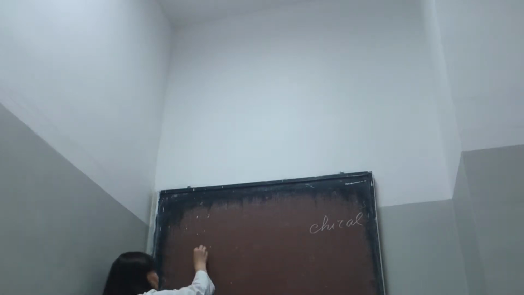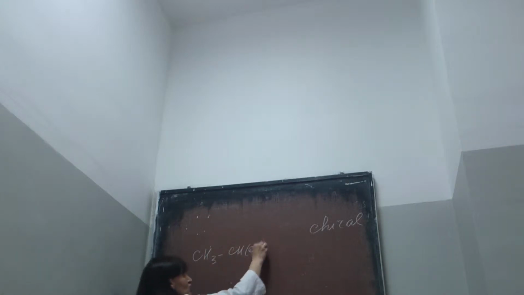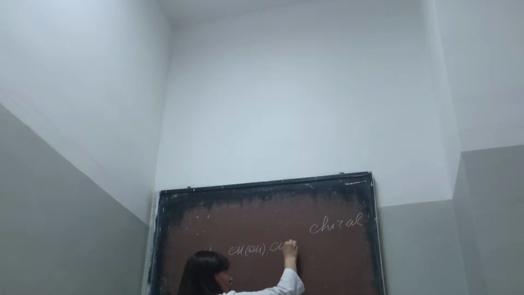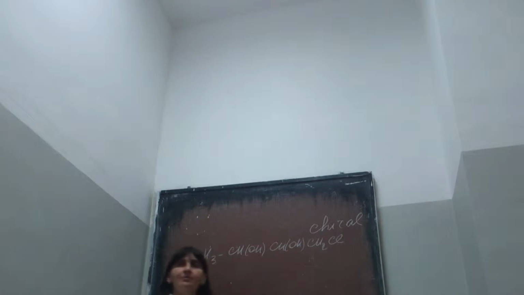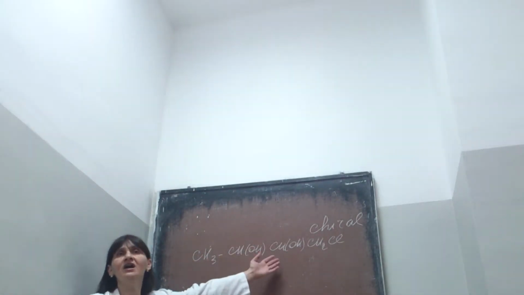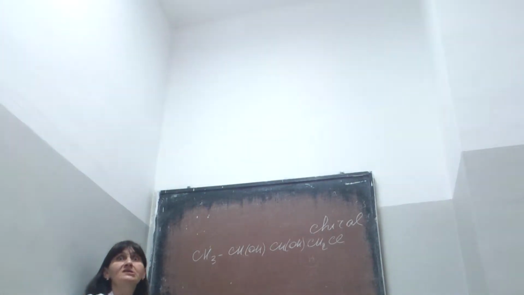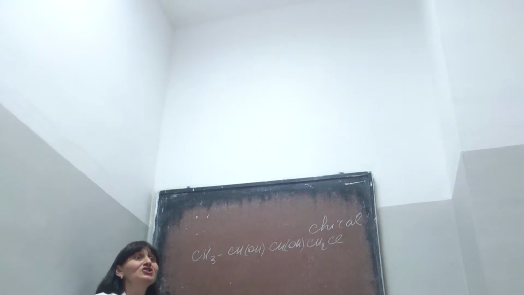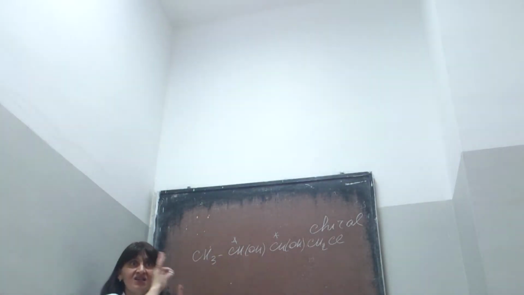Now, look, if you have this molecule, CH3, CHOH, CHOH, CH2Cl. Now let's discuss this molecule. Do you have here a chiral carbon, or a carbon which has four different substituents? Yes, we have. How many? Two. Yes. This and this. Now let's open this structure, and you can see that these two carbons have four different substituents.